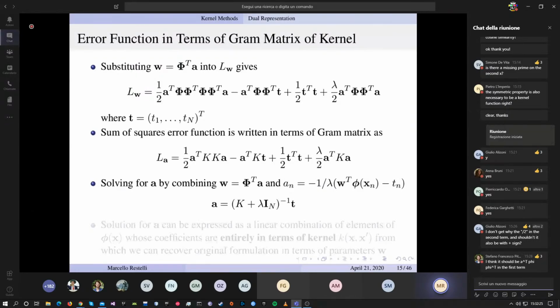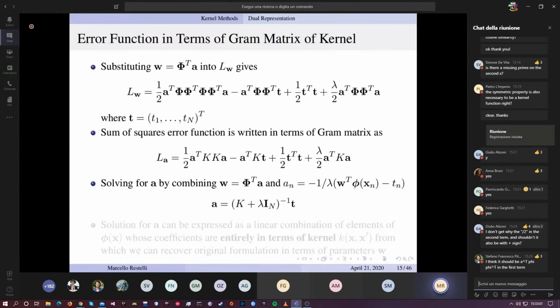This is, again, a quadratic function of A. It can be proved again that this loss function is convex, and so there is only one global optimum, that can be obtained by the following formula. A is equal to the Gram matrix K plus lambda, the identity matrix of size n, all inverted, multiplied by the target vector T.